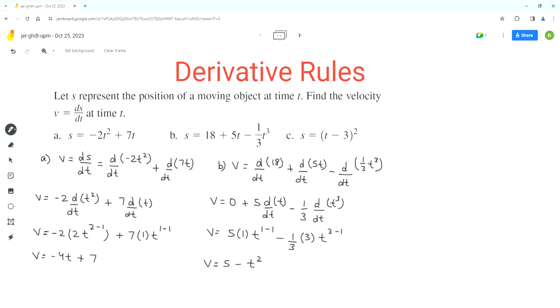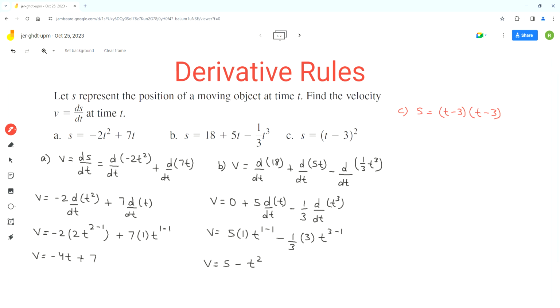So now we can analyze part C. So I can use a different color for that. So part C. Now in part C, we are given a position function in which there is a square on the binomial. So the first step is to simplify this expression. So we can expand the square. So we can rewrite this position function as S equals t minus 3 times t minus 3.